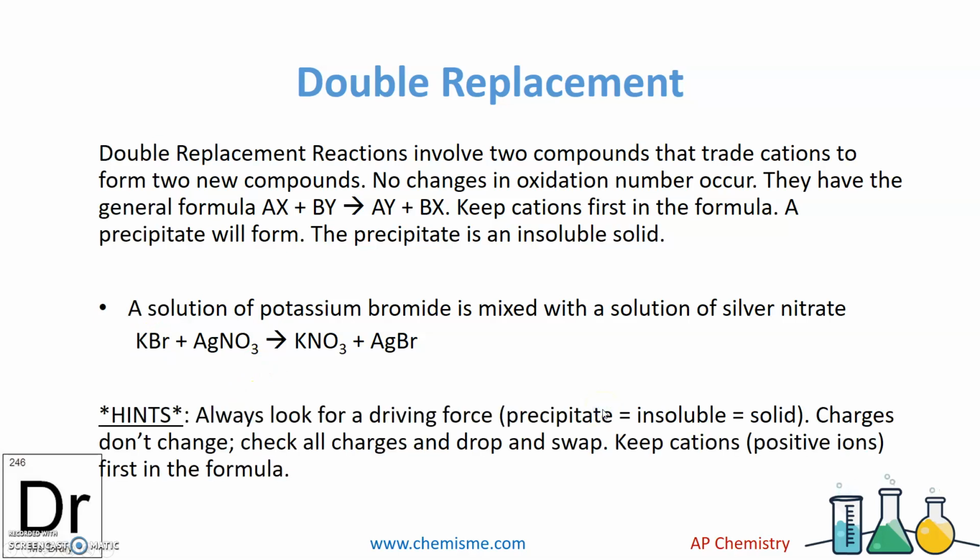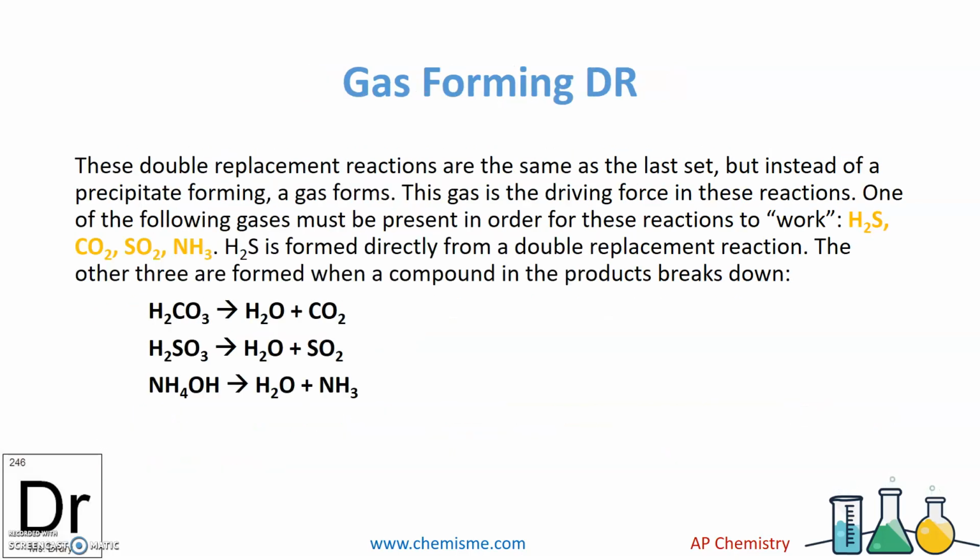And out of that, you're looking for something that's a driving force, something that precipitates out. AgBr does that because it's not soluble. So that drives the reaction forward to form AgBr. Charges don't change, so check your charges and drop and swap. Keep cations first in the formula.